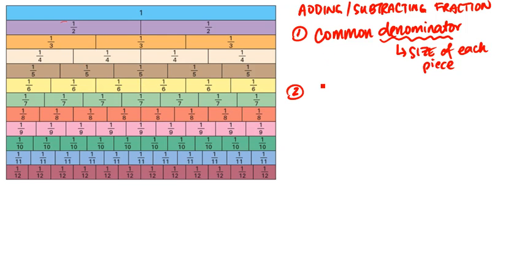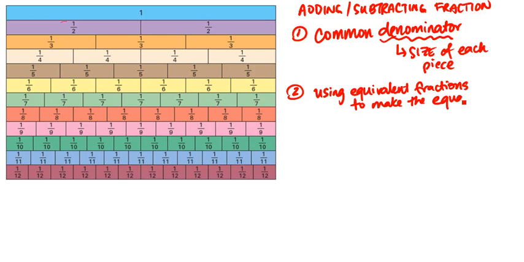Secondly, you need to make both fractions have the same denominator by using equivalent fractions, to make the equation possible to solve. The third step is rewriting and then actually adding or subtracting the numerators.